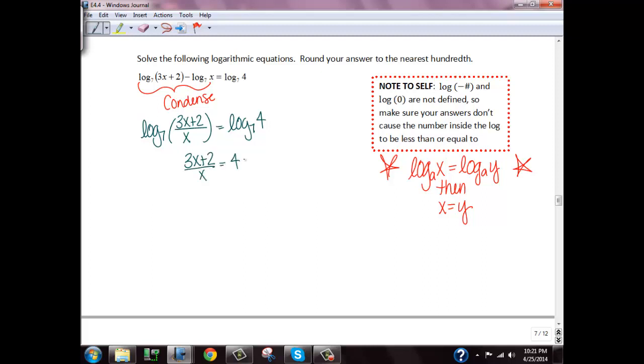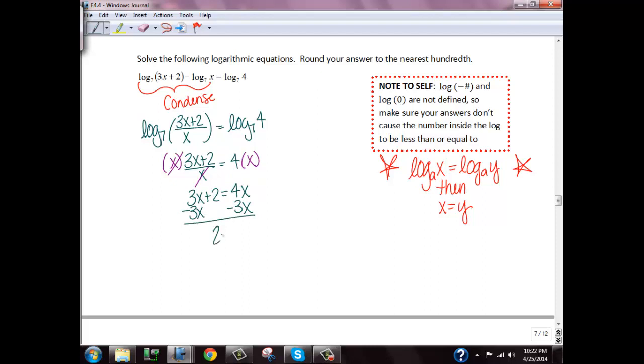And now I can solve by cross multiplying or clearing fractions. I'm going to multiply both sides by x so that I can cancel that x on the left-hand side, which leaves me with 3x plus 2 is now equal to 4x, and then I subtract my 3x.